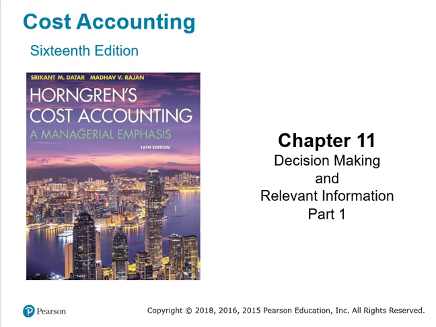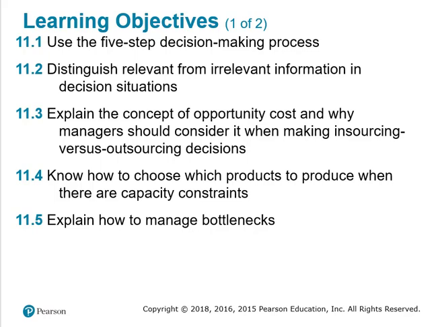Okay, Chapter 11, Decision Making and Relevant Information, Part 1. This is actually one of my favorite chapters because it integrates a lot of things throughout the book, and it's very applied. You know, you can see what it would be like at work. So we start out with another 5-step process, okay?